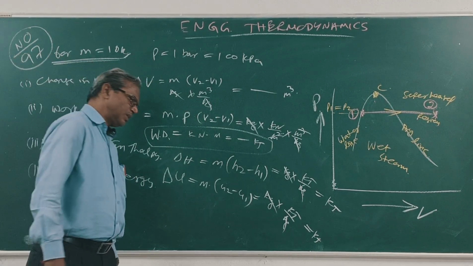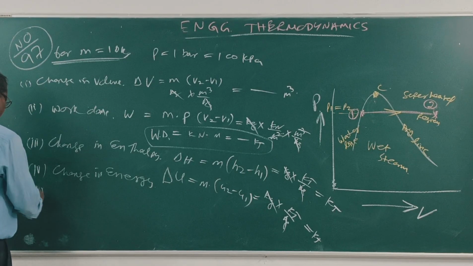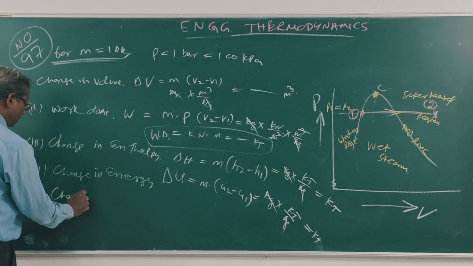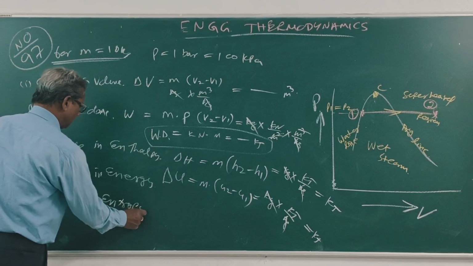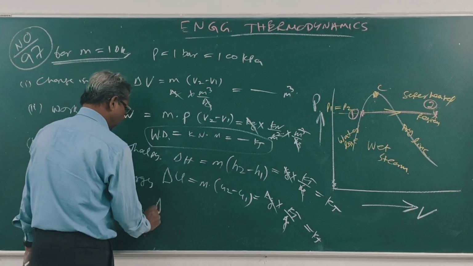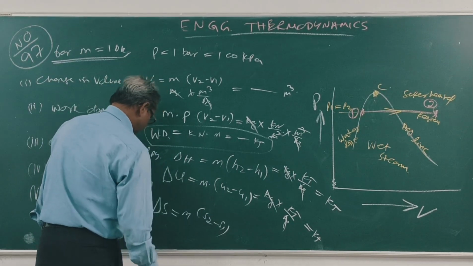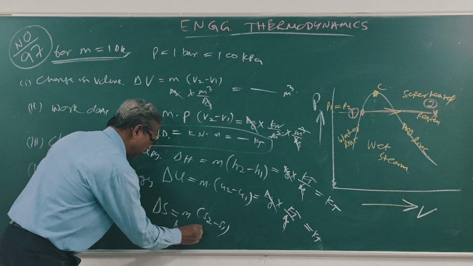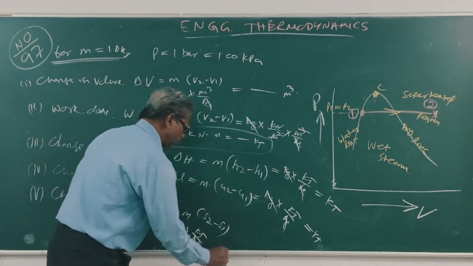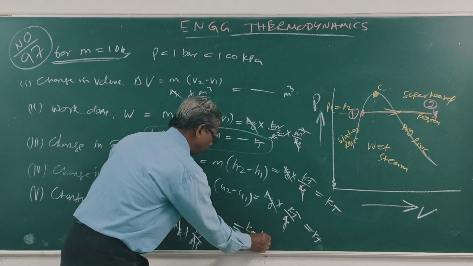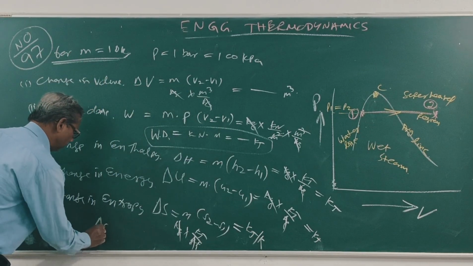Next, number 5, change in entropy. Delta S is equal to M into (S2 minus S1). M is in kg, this is kilojoule per kg Kelvin. Kg cancels out. The answer is kilojoule per Kelvin. Right? So delta S is kilojoule per Kelvin.